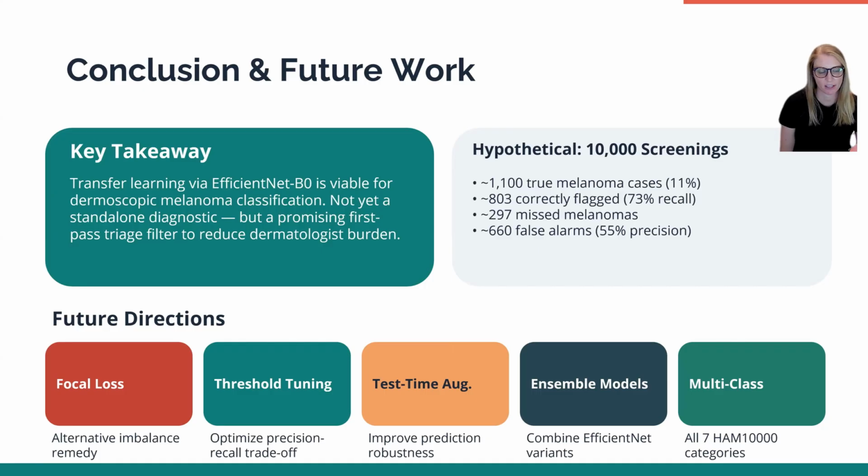So finding an alternative imbalance remedy, coming up with some different strategies to handle the fact that we are about 8-to-1 in this data set. Some threshold tuning, so optimizing that precision recall trade-off. Test time augmentation could improve some prediction. Doing some different ensemble models, combining EfficientNet variants could improve it. And then rather than just making it binary, actually increasing that to all 7 of those categories to see if that gives the model better information to flag those melanoma versus the other 6 classifications of the dermascopic agents.